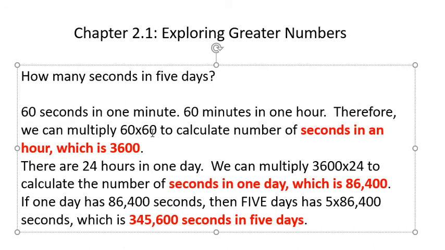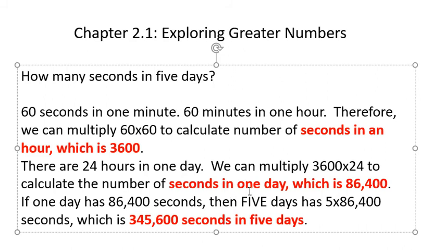So this part that's in red is very important to us because there are 3,600 seconds in 1 hour. We also know there are 24 hours in a day. So in every one of these 24 hours, there would be 3,600 seconds. So to find out how many seconds in a day, we can do 3,600 times 24. So in 1 day, we have 86,400 seconds.